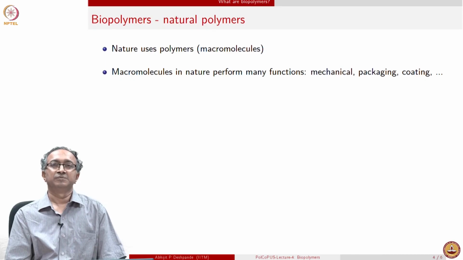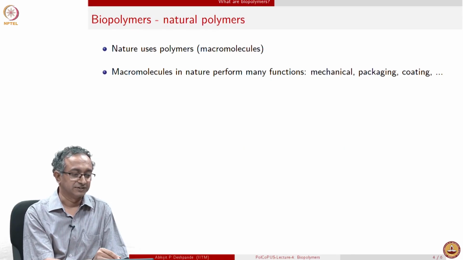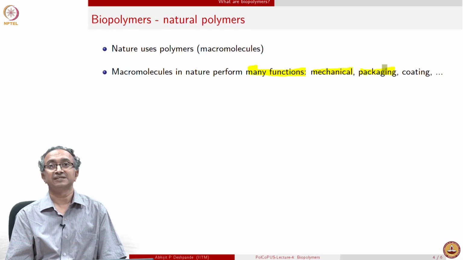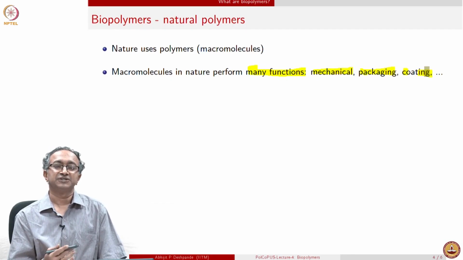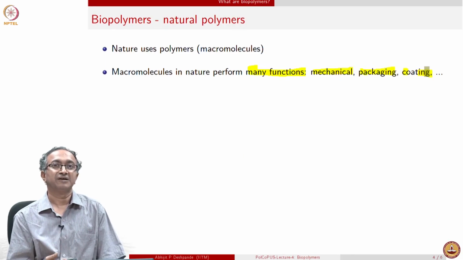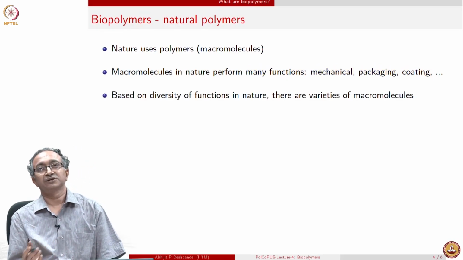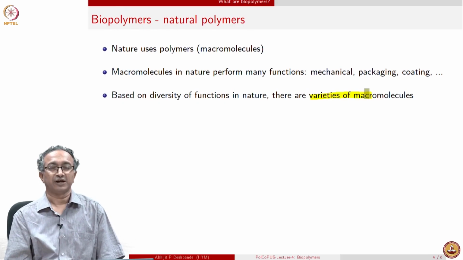And these polymers or macromolecules in nature perform very important and a variety of functions. They are very diverse and can perform a mechanical role, a barrier role, what we need, let us say, for a packaging material. They can also provide a protective coating, conductivity, and optical performance. Basically, whatever we need from an application point of view, all those roles are performed by macromolecules in natural conditions also. And based on the diversity of the requirements, we also have a variety of macromolecules.